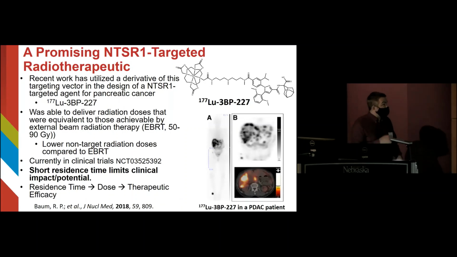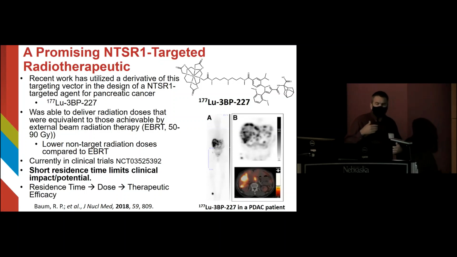So we are not the first group to recognize the potential of targeting the NTSR1 for cancer. Recently, there's been a compound called 3BP227. I'll just refer to it as 3BP. It's been evaluated in humans in a relatively small cohort. I think it's around 8. A planar and SPECT CT image of the patient is shown here on the right. This is a pancreatic cancer patient, and you can see obviously uptake in metastatic lesions in that particular patient.